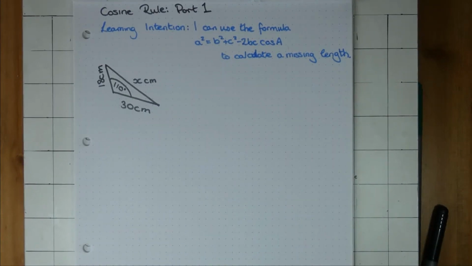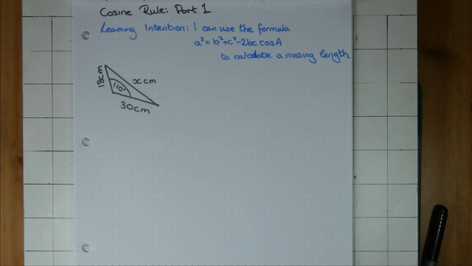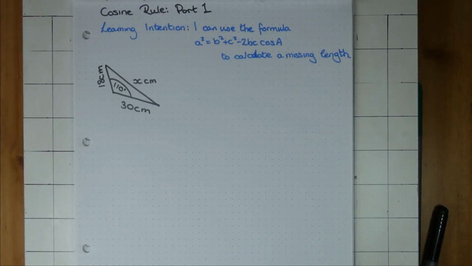Welcome to how to use the cosine rule, part 1. And in this we will be looking at how to use the formula a squared equals b squared plus c squared minus 2bc cos A.